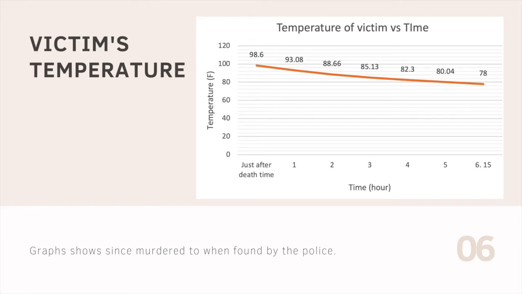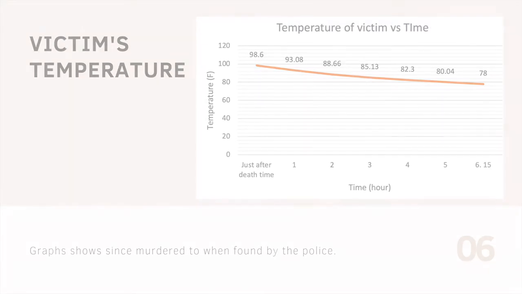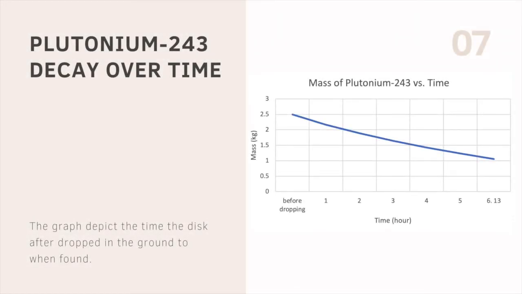So you can see that it gradually dropped over time each hour by the exponential decay formula. Next is the plutonium-243 decay over time. I can see that the mass of the plutonium versus time also gradually dropped down but has a tougher line compared to the temperature. However, it also keeps dropping exponentially over time each hour.